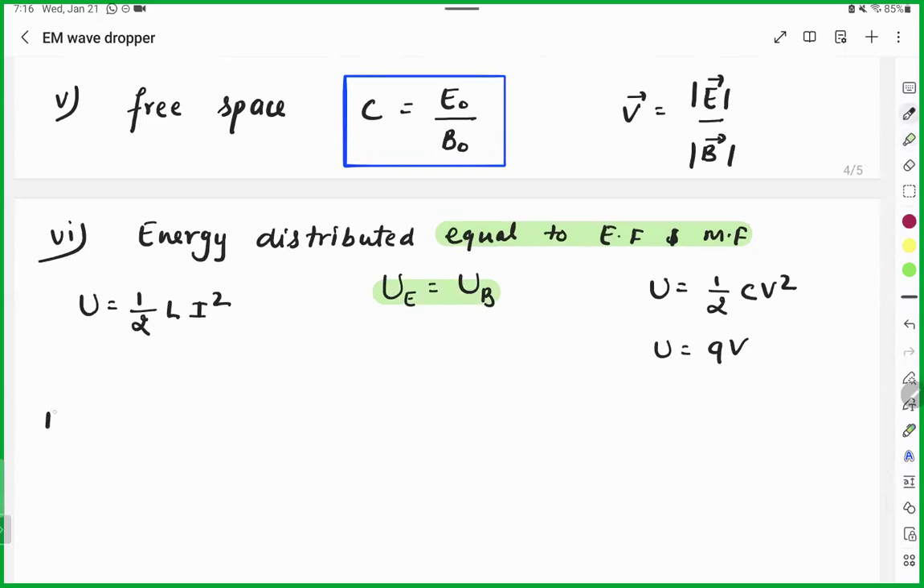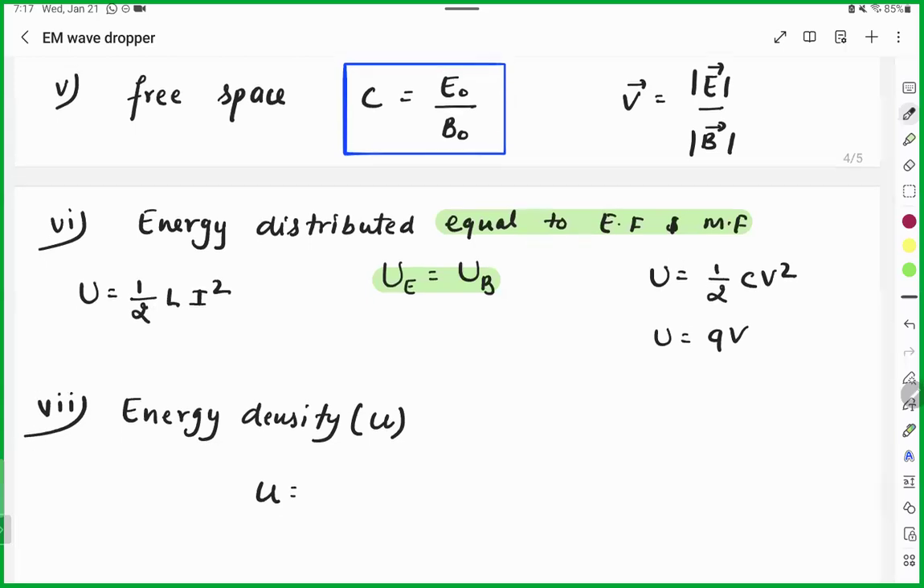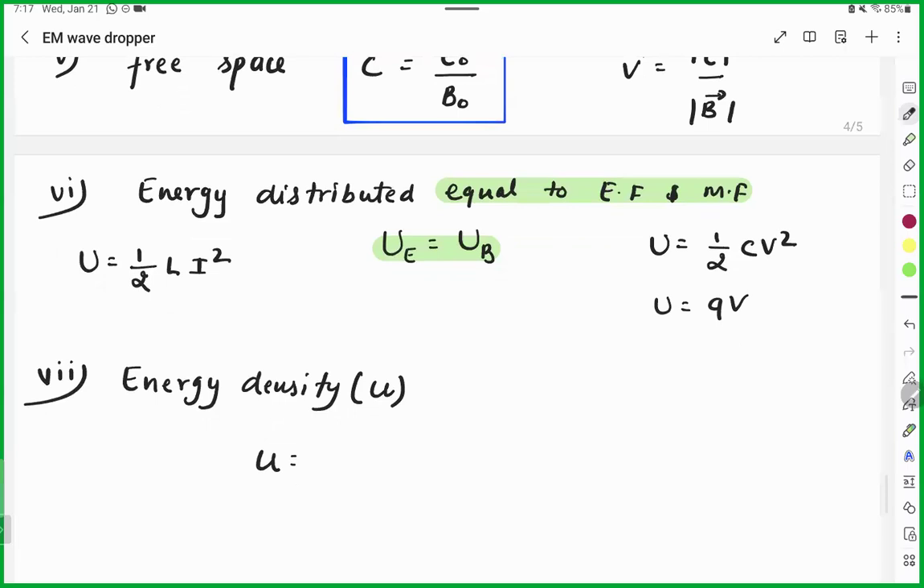Next, Chandana, seventh. What will be the energy density in both situations? If you see electric field and magnetic field, U. What was the energy density in case of electrostatic? Sir, half epsilon naught E square. Very good. And what will be the energy density in case of the magnetic field? Sir, B square divided by mu naught.